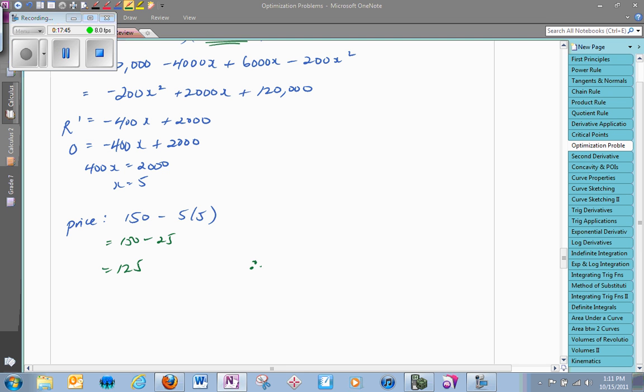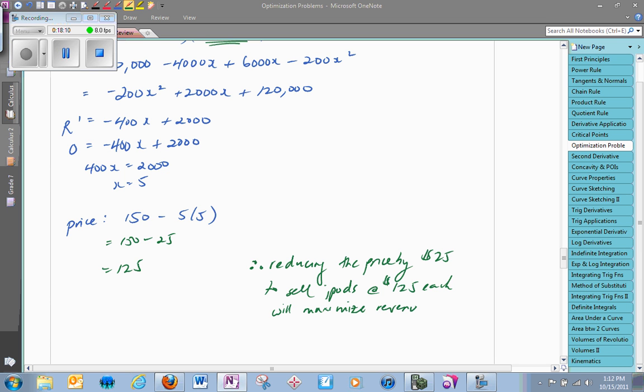So therefore, reducing the price by $25 to sell the iPods at $125 each will maximize the revenue. So a question that we could do way back in grade 10, we can also now do in grade 12, just in a different way.